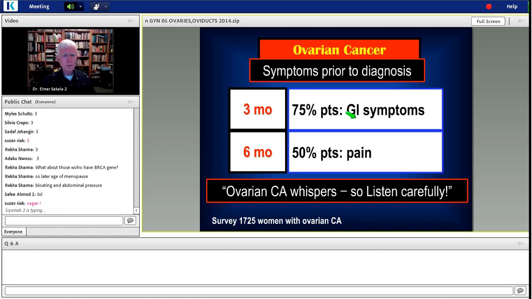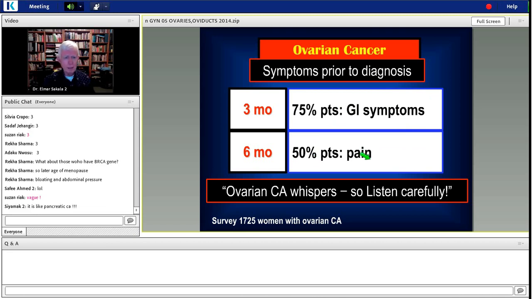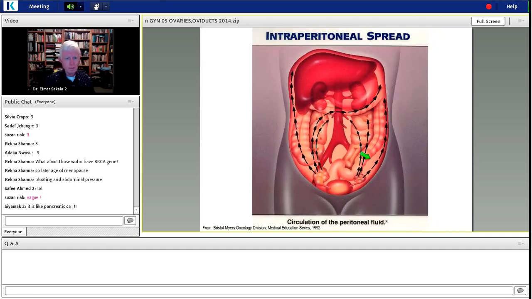Patients who had symptoms prior to diagnosis: 3 months before, 75% of the patients had GI symptoms. 6 months before, 50% had pain. So those subtle, perhaps non-specific symptoms may be suggestive of ovarian cancer.